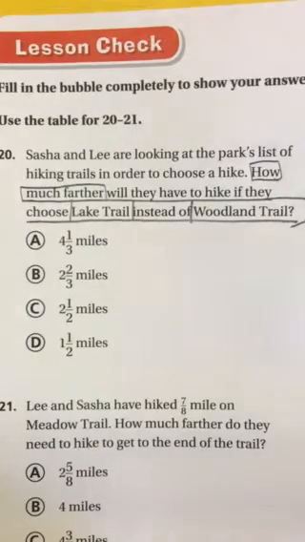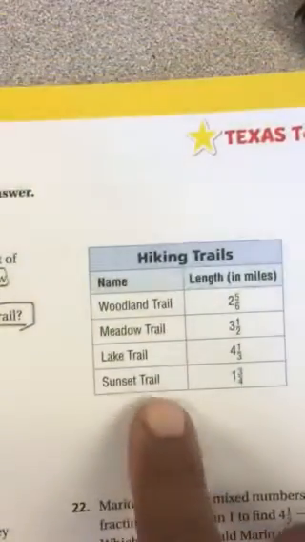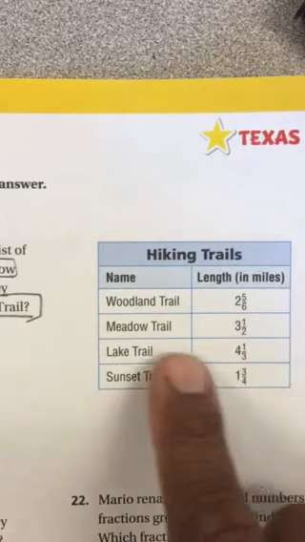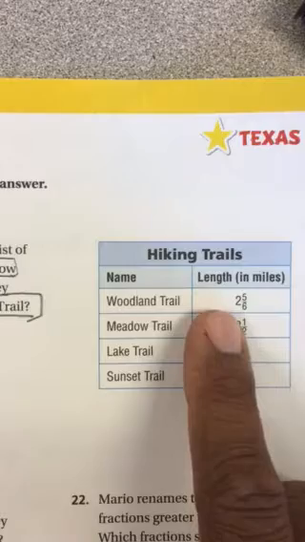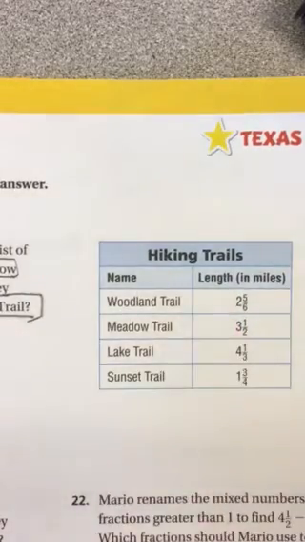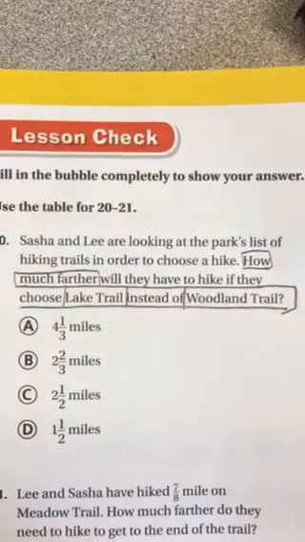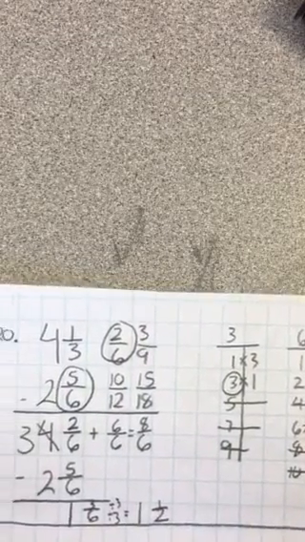For this particular problem, they gave me a chart. So I have Lake Trail, which is 4 1/3, and I have Woodland Trail, which is 2 5/6. If I want to figure out how much farther, that means that I will have to subtract. Okay, so we'll look at our calculations here for number 20.